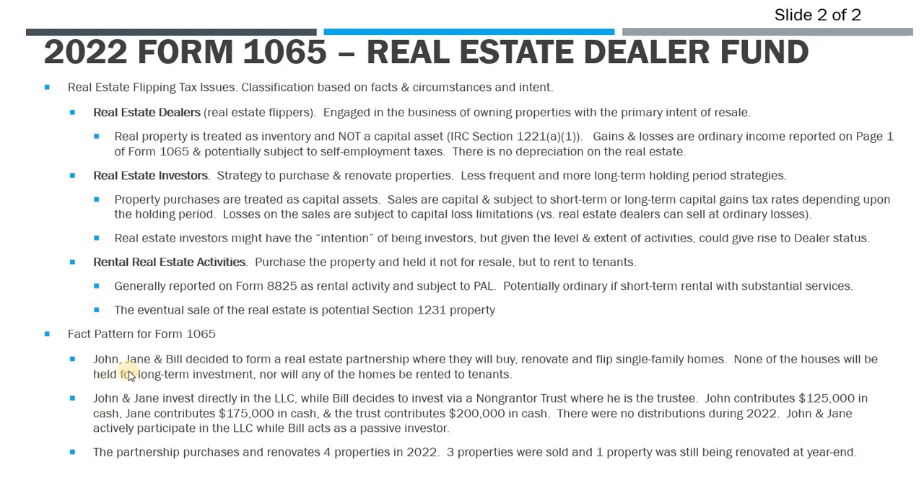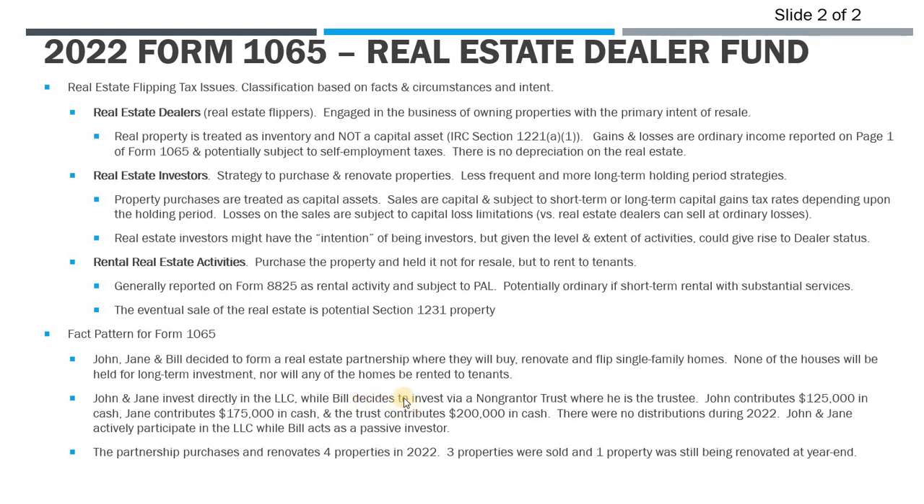So the fact pattern we're working with, we have John, Jane, and Bill forming a real estate partnership. And their intent and the way they manage it, they are buying, renovating, and flipping houses, right? And so the volume that they've done over the year puts them into that category, right? None of these houses are going to be long-term buy and holds. None of the homes are going to be rented to tenants, so they've determined that they are in this dealer category.